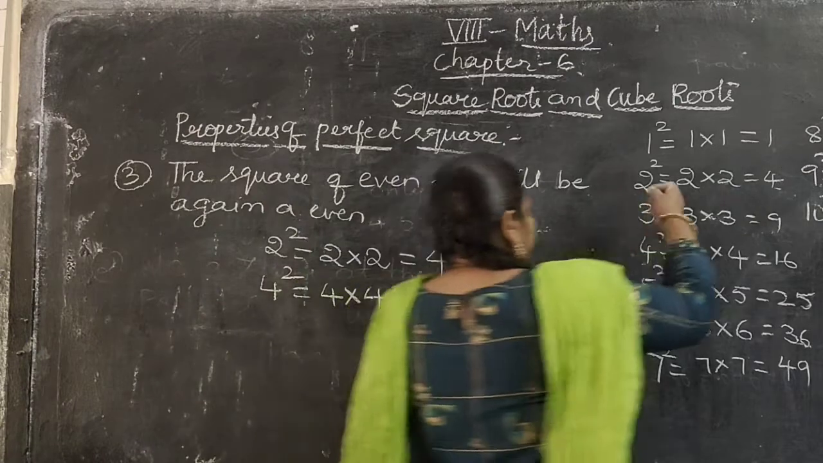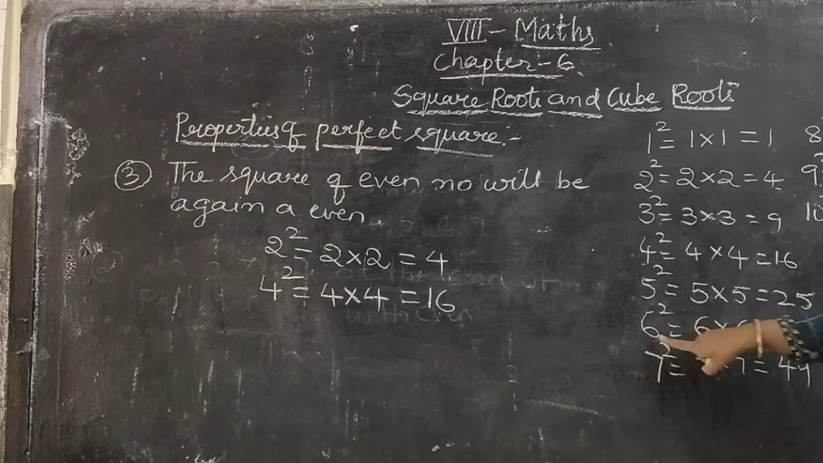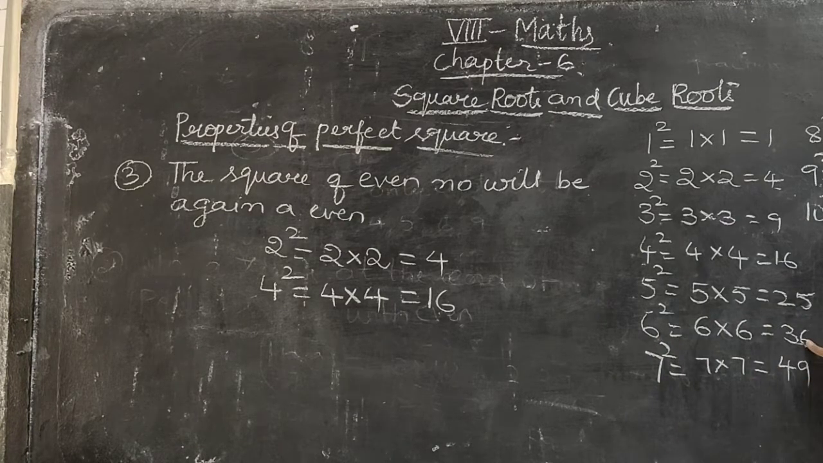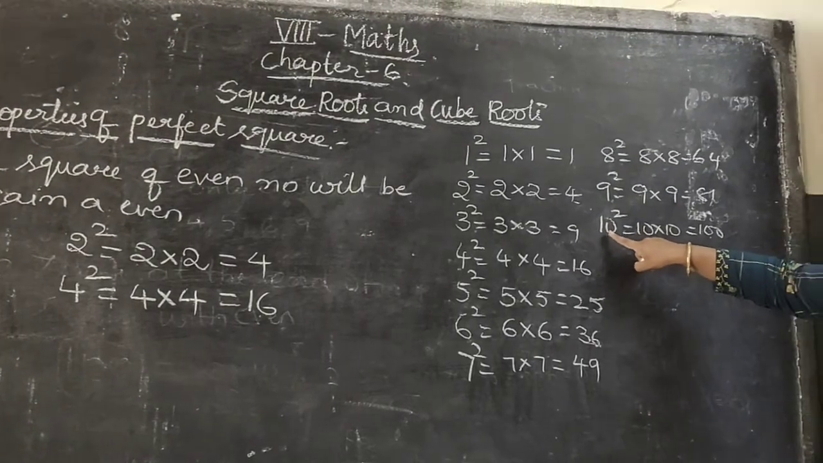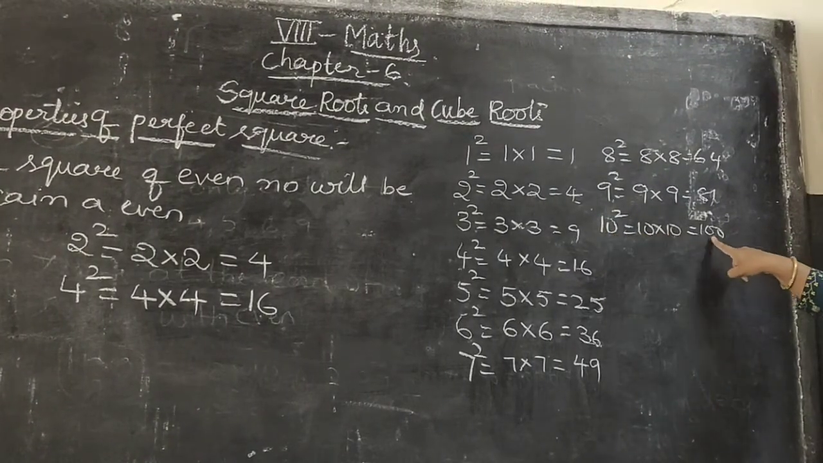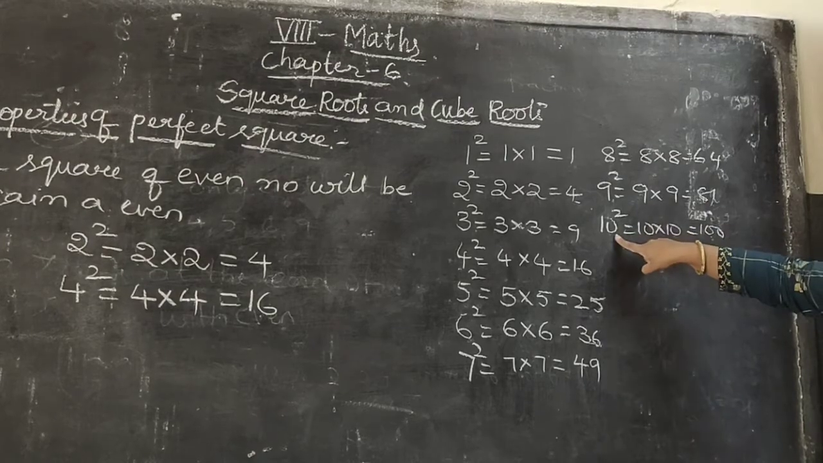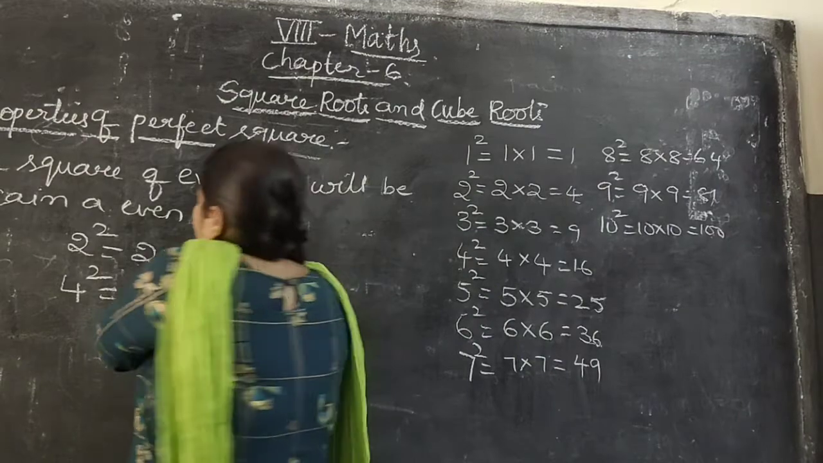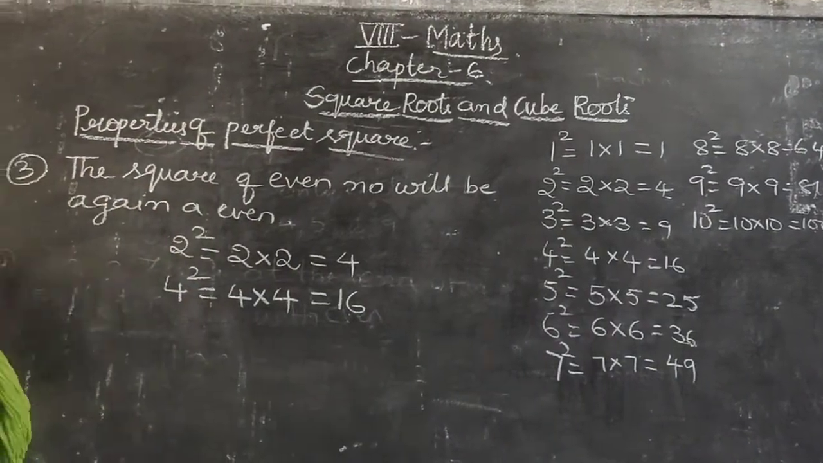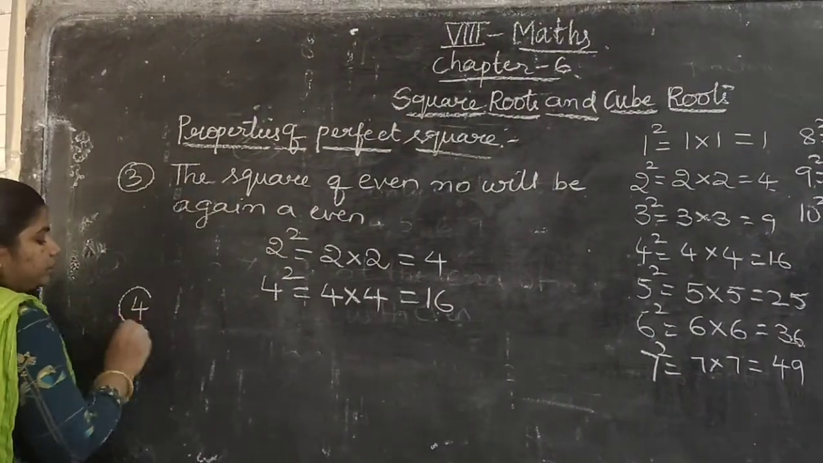In the same way you can see in this set. The square of an even number is again an even number. 6 is also an even number, 36 is also an even number. 8 is an even number, so the result is also an even number, that is 64. In the same way here 10 square. 10 is an even number. So if you multiply 10 2 times, the result is how much? 100. So 10 is an even number, 100 is also an even number. So what is the third property here? The square of an even number will always be an even number.